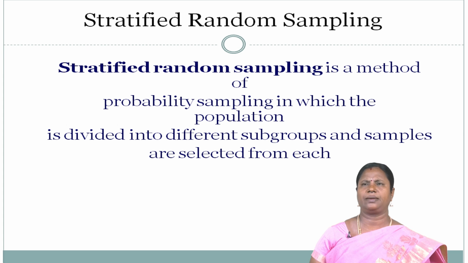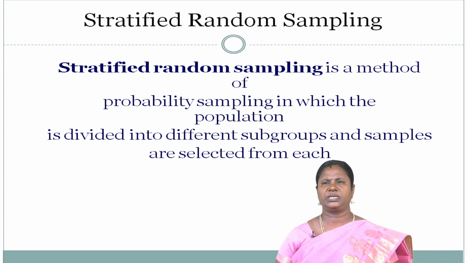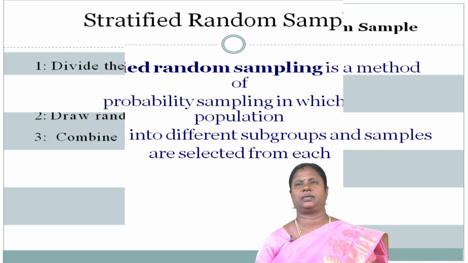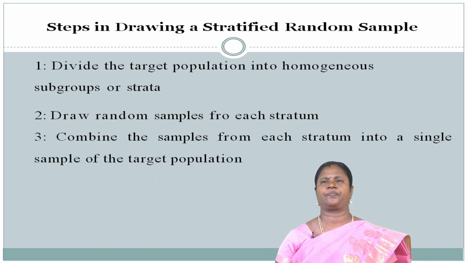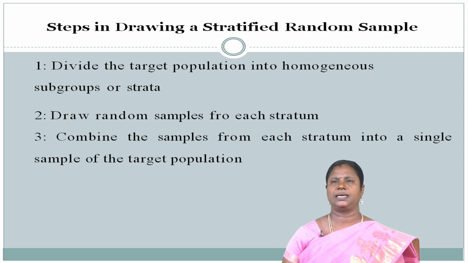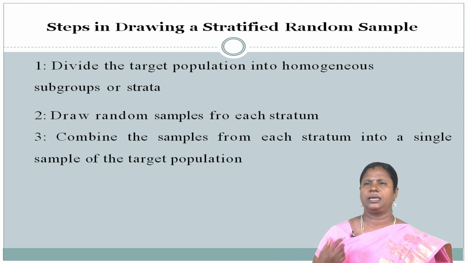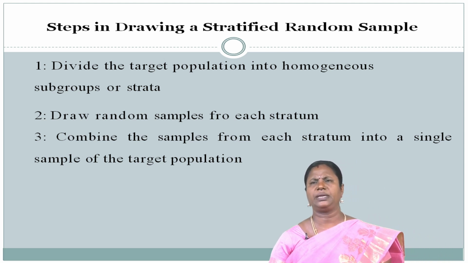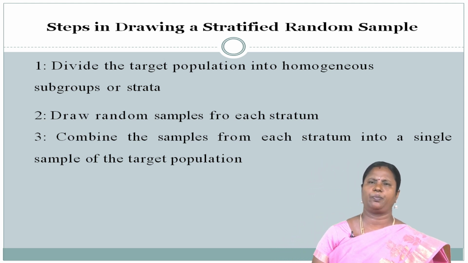Then stratified random sampling. It is a method of probability sampling in which the population is divided into different subgroups and samples are selected from each. Next one, steps in drawing a stratified random sample. Divide the target population into homogeneous subgroups or strata. Draw random samples for each stratum. Combine the sample from each stratum into a single sample for the target population.